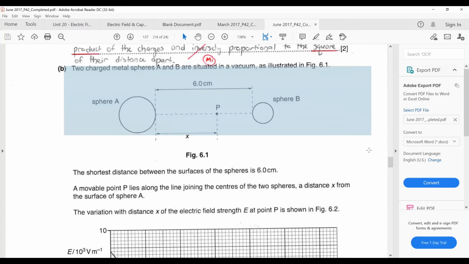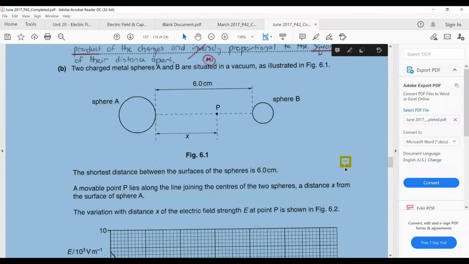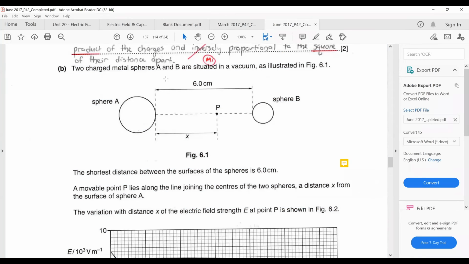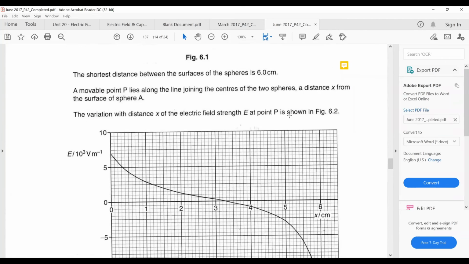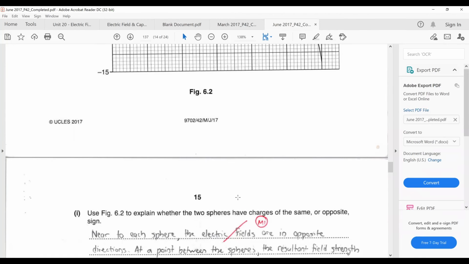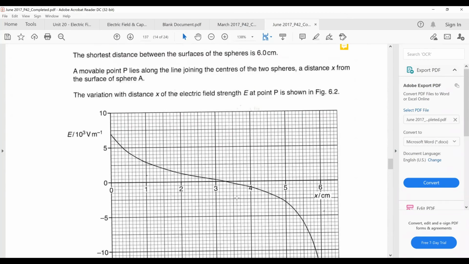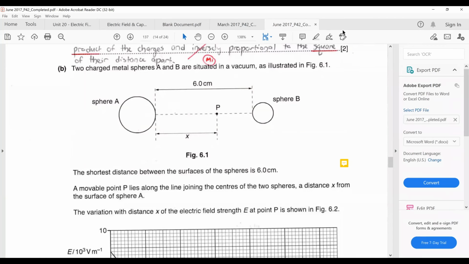Now, they tell you two charged metal spheres A and B are situated in a vacuum as illustrated in figure 6.1. This is sphere A, this is sphere B, and you have a point P somewhere here. The shortest distance between the surfaces of the spheres is 6 centimeters. A movable point P lies along the line joining the centers of the two spheres at distance x from surface A. The variation in distance x of the electric field strength E at point P is shown. Use the figure to explain whether the two spheres have the same sign or opposite sign of charge.